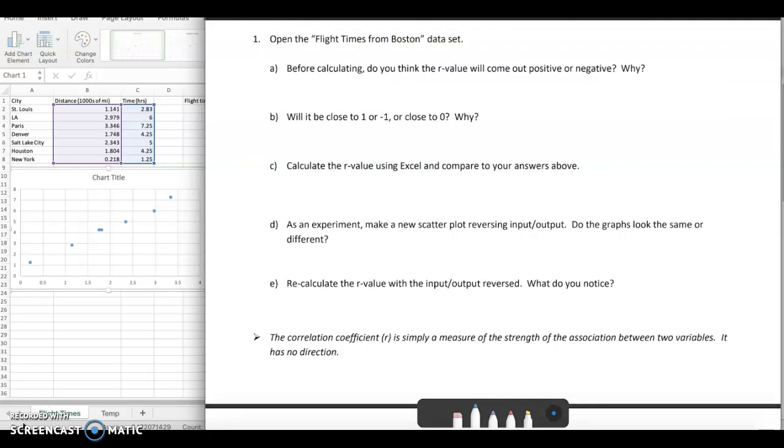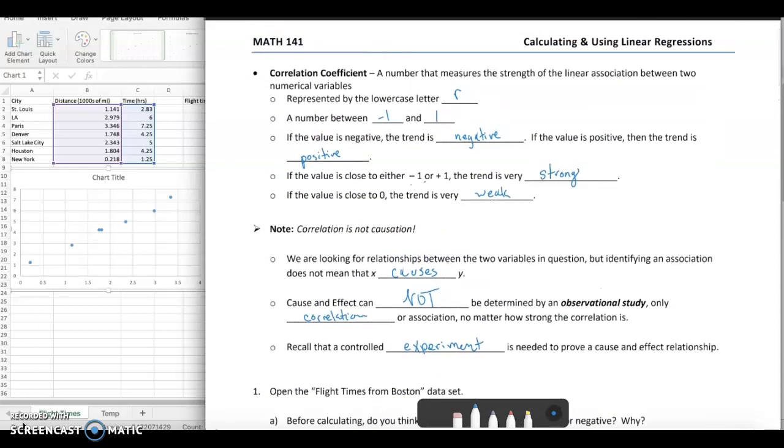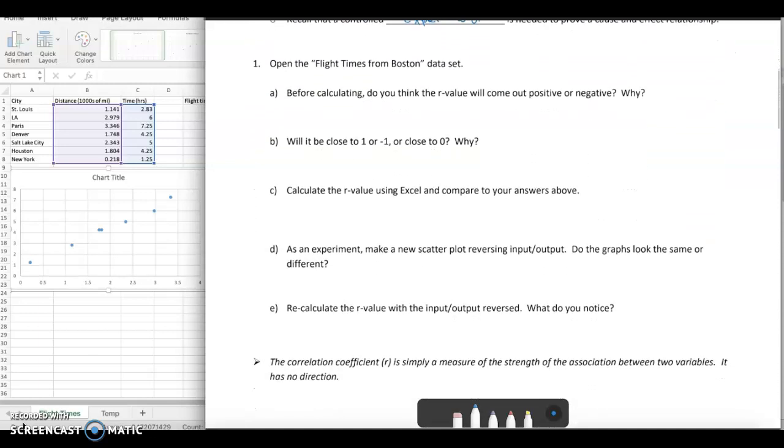Well, based on above, we say that an r value basically tells us the trend. If it's a negative r value, it's a negative trend, and if it's a positive r value, then it's a positive trend. So we've already looked at this image. It is a positive trend, so I think my r value should come out positive. We saw a positive trend. So I expect my r value will also come back positive.